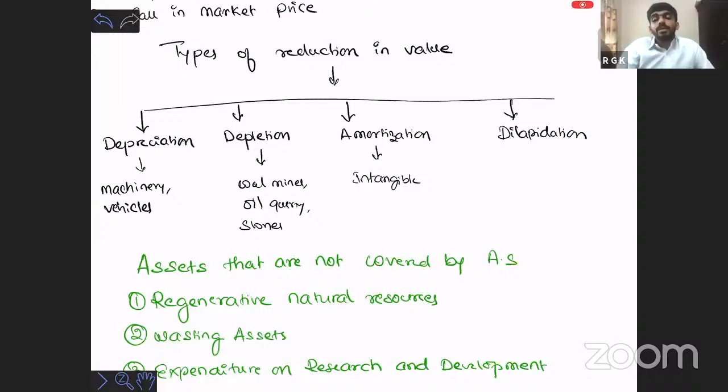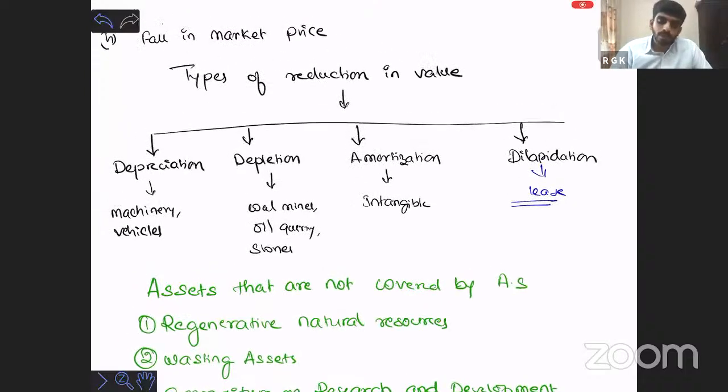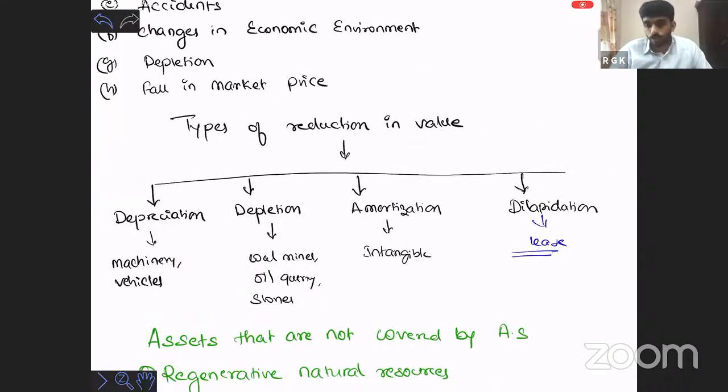Dilapidation means damage which has happened to the building. So this cost can also be considered as depreciation. Dilapidation cost, whatever is incurred, even that can be considered for the purpose of depreciation. This will happen only in case of leases. So these are the different types of reduction in the value. Dilapidation happens in case of leased buildings.